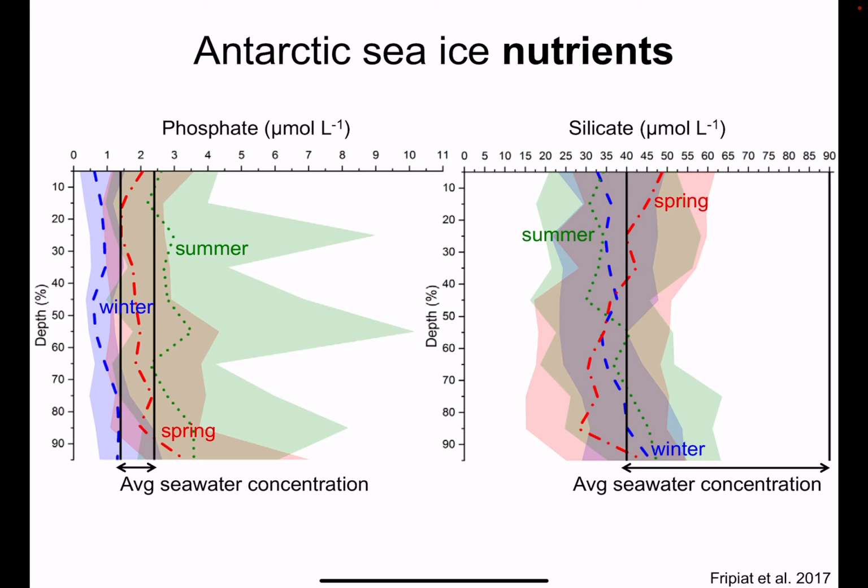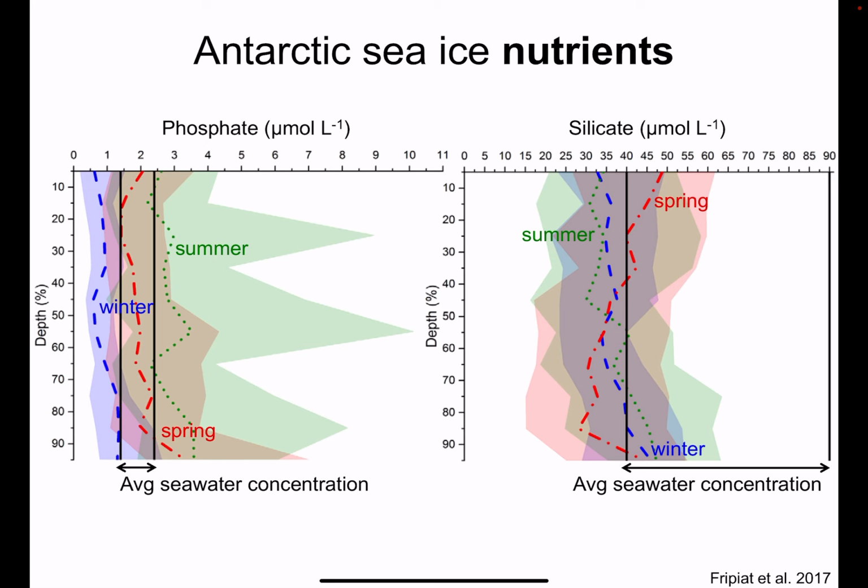Okay, so let's look at phosphate. It has a slightly lower concentration in winter than the seawater concentration, and this is because it seems like when phosphate gets entrained into the ice, some of it gets removed by reactions with calcite particles that are in the ice. So it forms calcium phosphates and actually removes it from solution. And then it accumulates over the spring and summer.